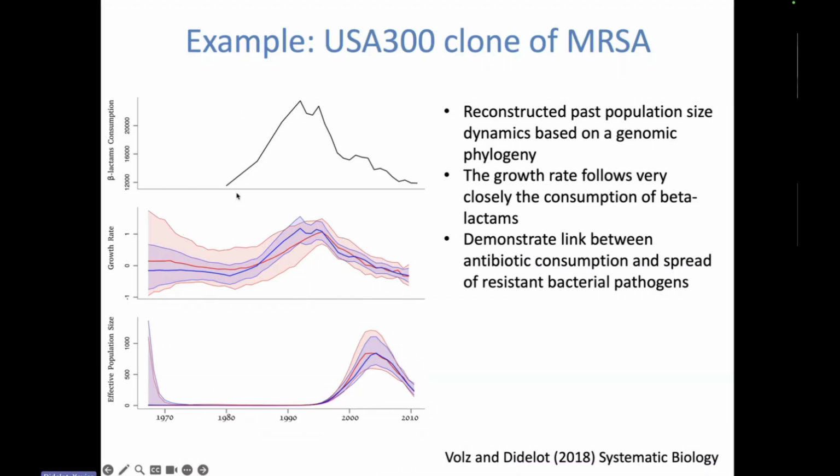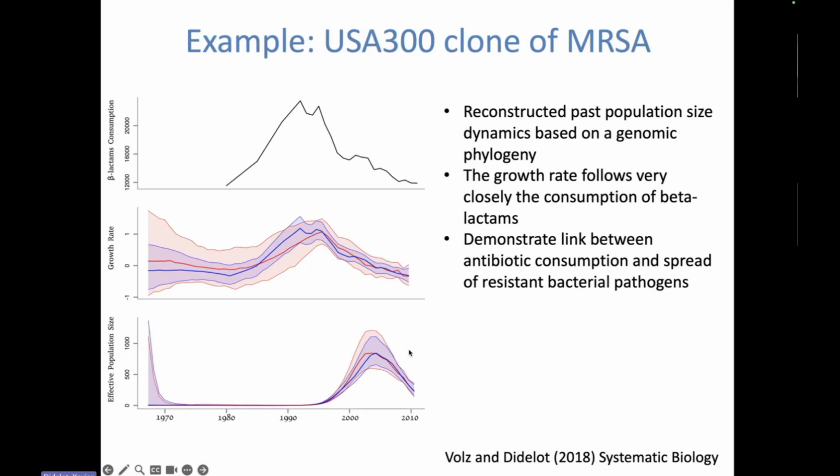And you find that this growth rate that was estimated using the genomic data maps almost perfectly in this case with what we know was the beta-lactam consumption over the years, with an increase from 1980 to 1990, and then a decline following that because MRSA was becoming such a big problem. And as a result of this decrease in the use of beta-lactams, we see a decline in the growth rate. And when the growth rate goes below 0, then you see a decline in the population size.